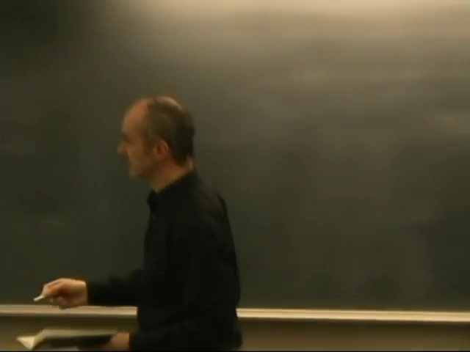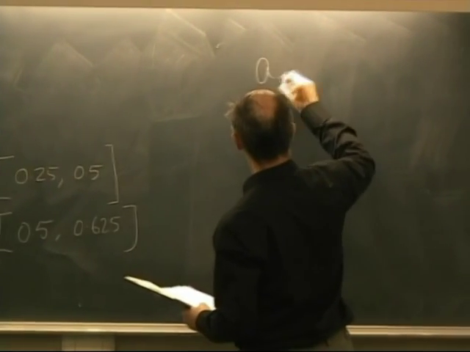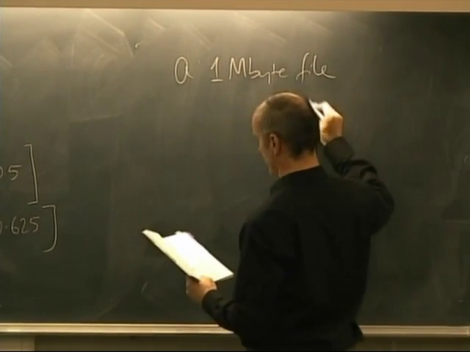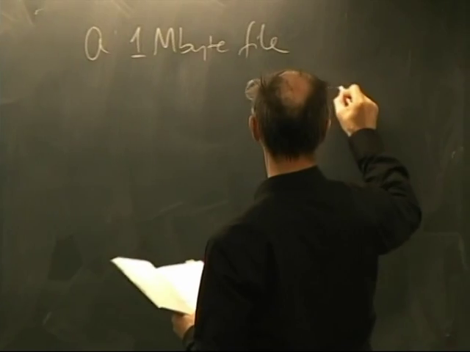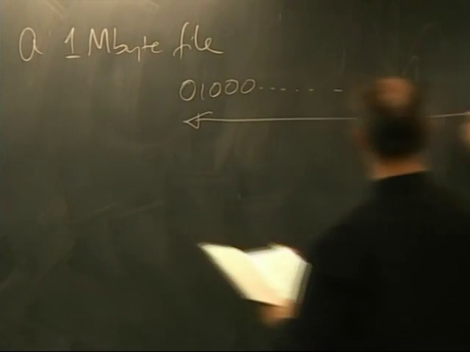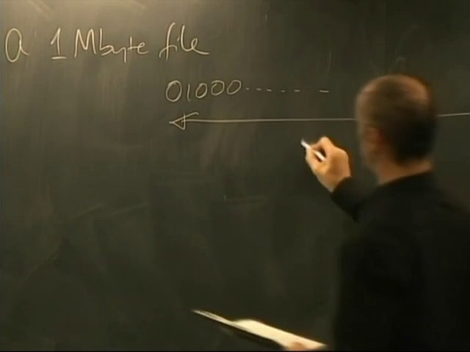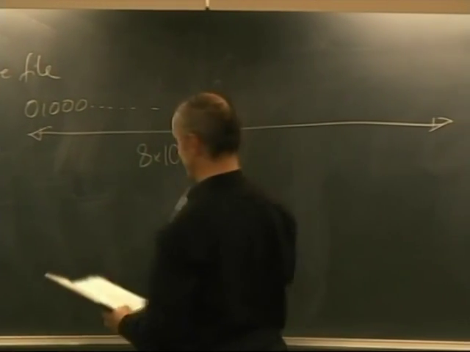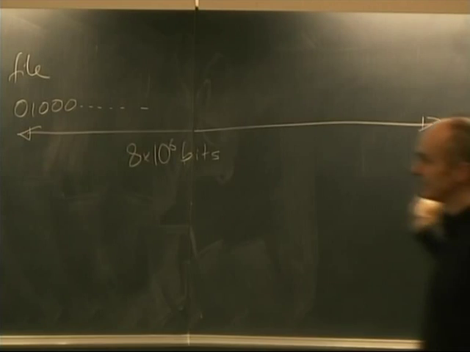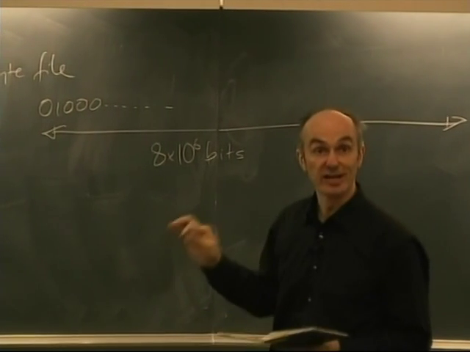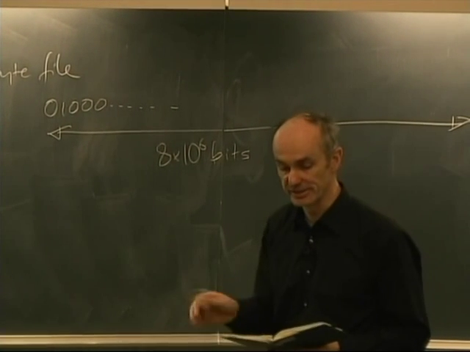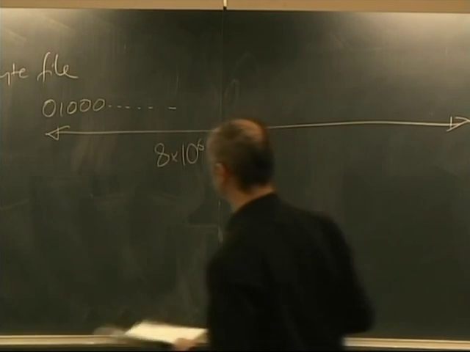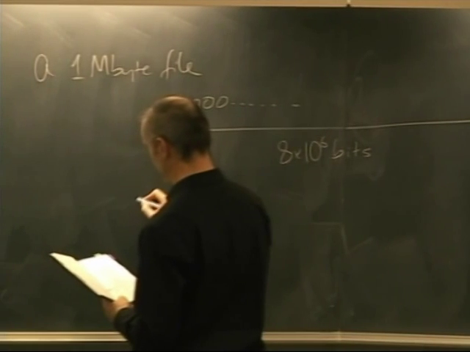So, for example, any 1 megabyte file which begins 0100 and keeps on going for 8 million bits, because that's how big a megabyte is. Any 1 megabyte file defines a single real number with a precision of about 8 million binary digits or 2 million decimal places.